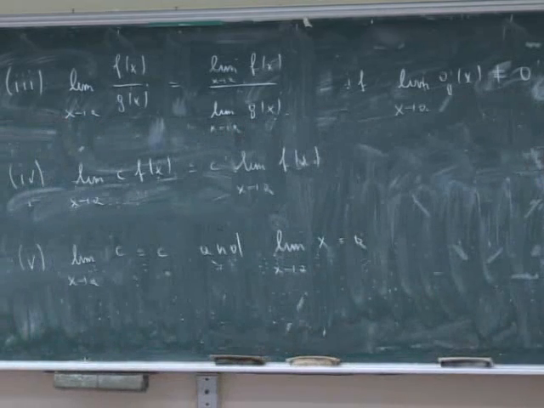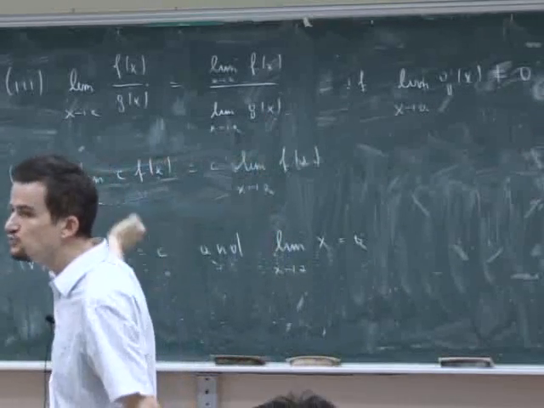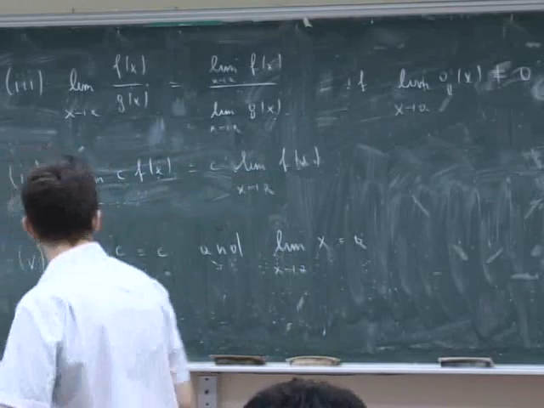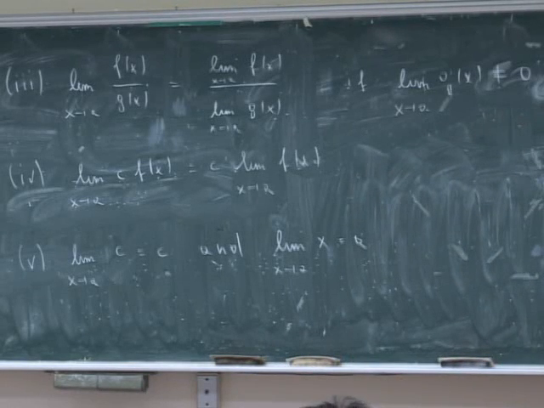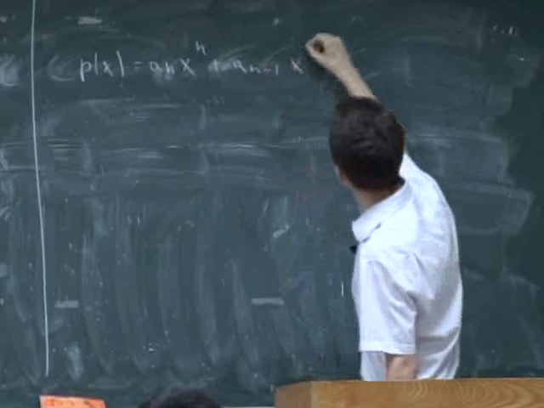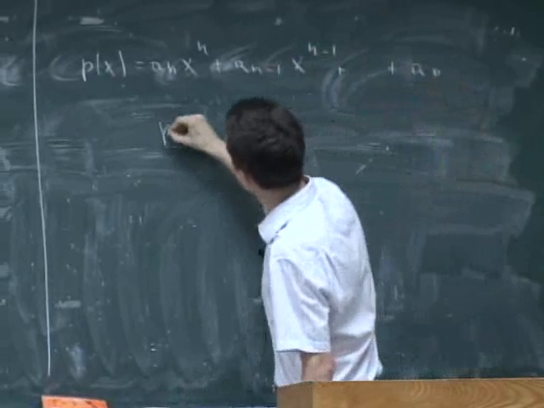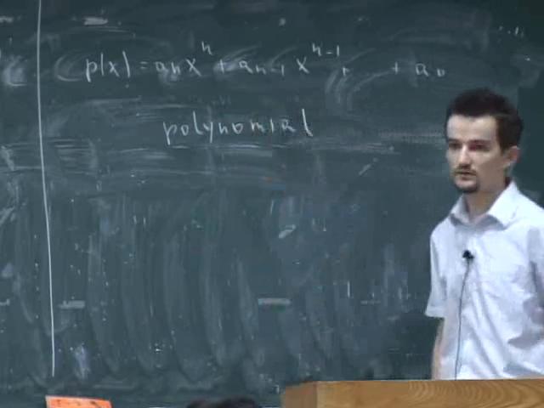And this is the last thing I want to do: I will just show you that this is already very helpful. Because once you have proved these basic laws, you can already prove something about polynomials. If p of x is a polynomial, you all know what a polynomial is. I write it down, then you know it. p of x equals an x to the n plus an minus 1 x to the n minus 1 plus and so on plus a constant. So this is called a polynomial.